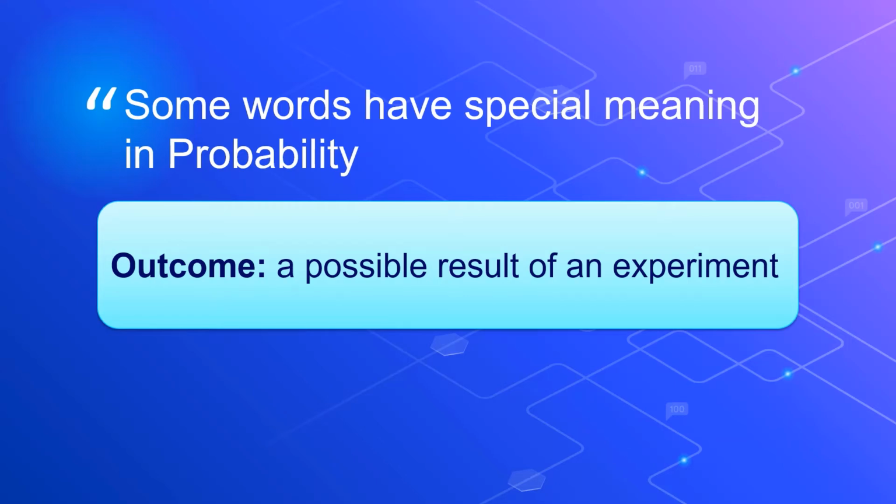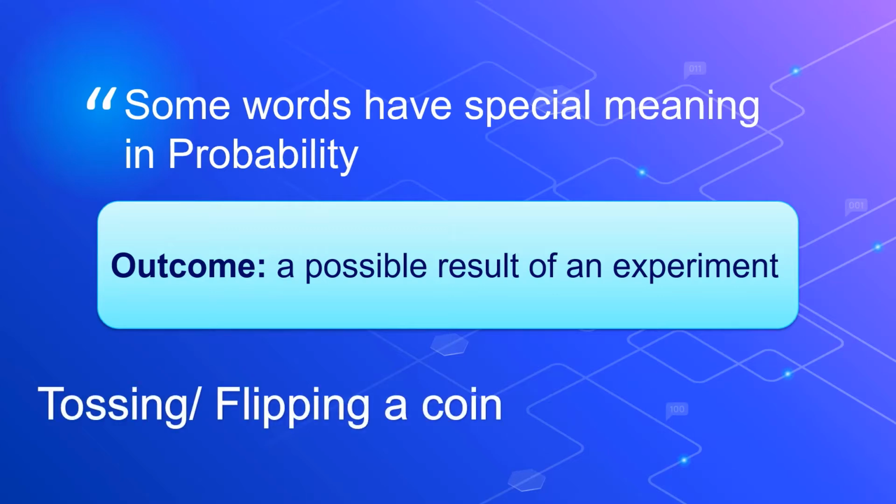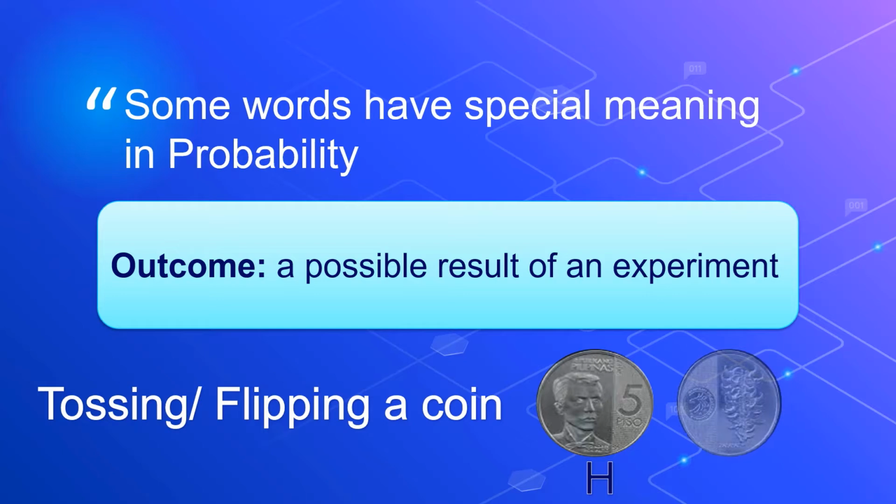Next term, we have outcome. Outcome is a possible result of an experiment. For example, in tossing or flipping a coin, we have a head or a tail.